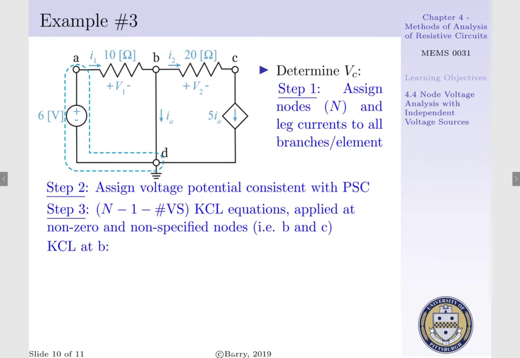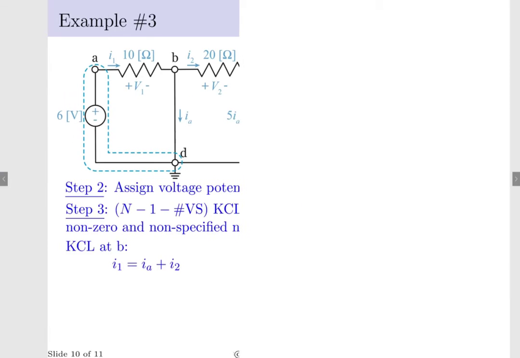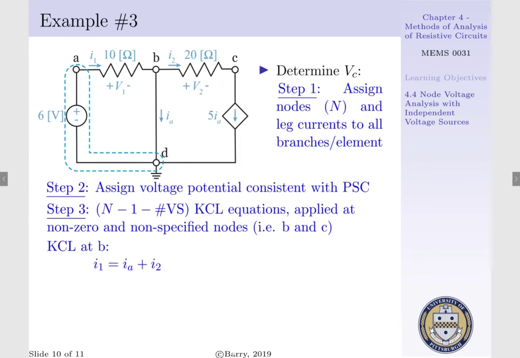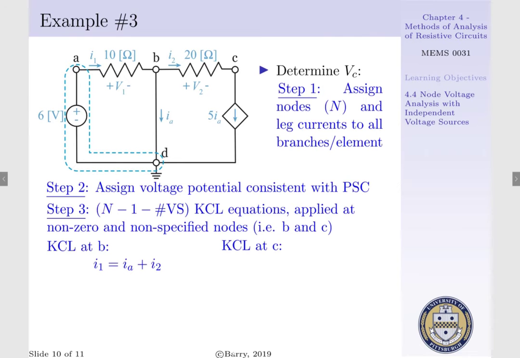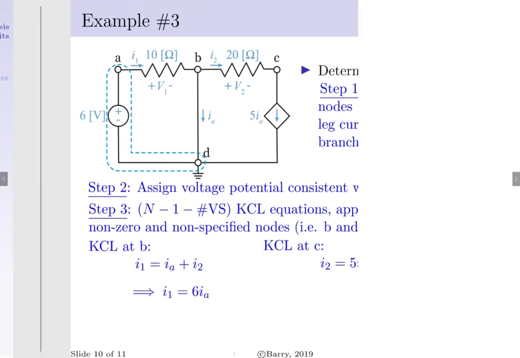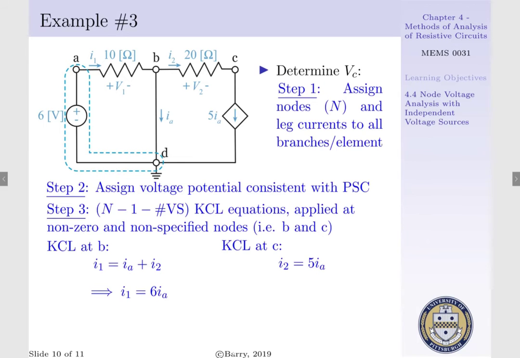Starting with node B, we recognize we have I1 entering and I2 and IA exiting. Thus we construct our KCL equation such that I1 is equal to IA plus I2. And then when we look at node C, we recognize that I2 enters node C and 5IA exits. That is, I2 is equal to 5IA. We can substitute our expression for I2 from our KCL equation at node C into our KCL expression at node B, such that I1 is equal to 6IA.